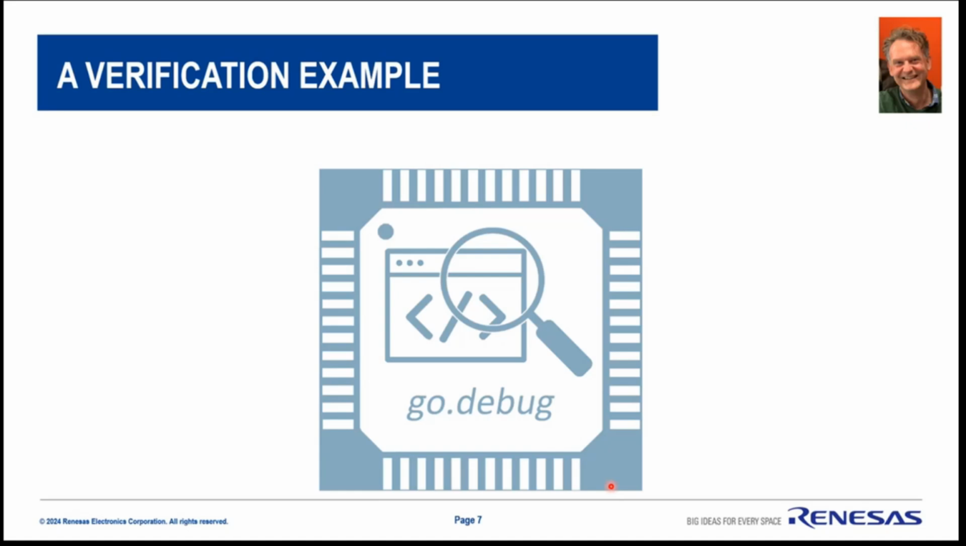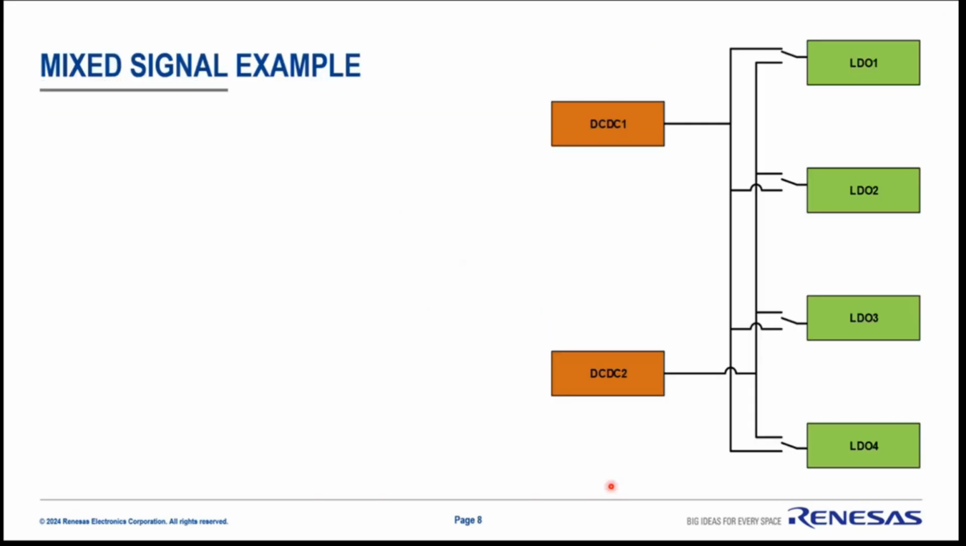So when we look at mixed signal, that's just the general background of why we want to use constrained random. But we're typically verifying mixed signal designs here at Renesas. We've got a small example that Peter put together, which shows a quite simple system, but it's quite typical of the sort of thing that we would do. In the diagram, we've got two DC-DC buck converters, which can supply voltage to 4 LDO regulators.